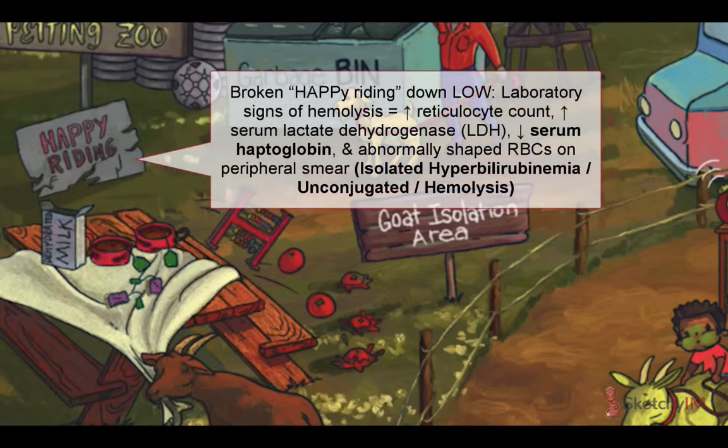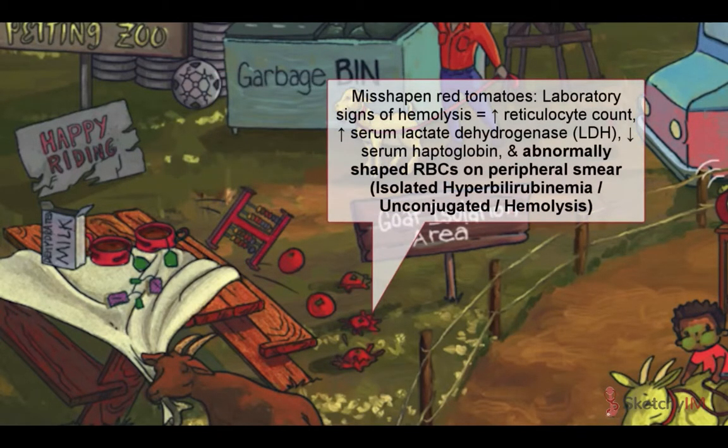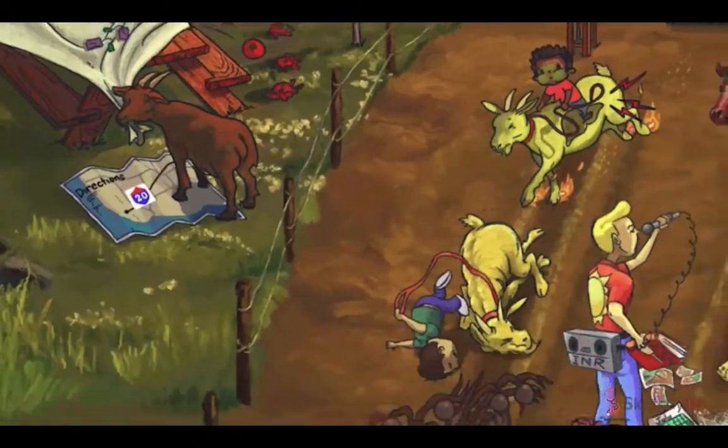Also check for a low serum haptoglobin, because haptoglobin binds to free hemoglobin and is rapidly cleared from the blood. Just think of this happy haptoglobin sign broken and low to the ground. In addition, the peripheral smear may display abnormally shaped RBCs, like schistocytes or bite cells, depending on the underlying etiology. Check out our hemolysis sketches for more info on this topic.